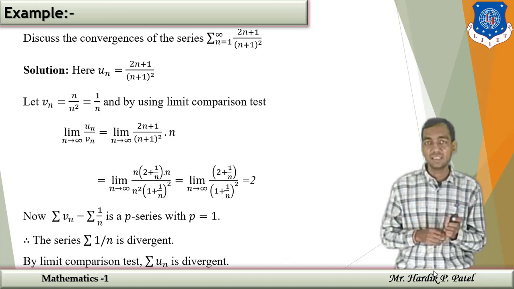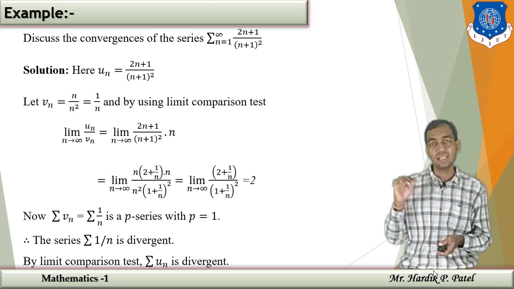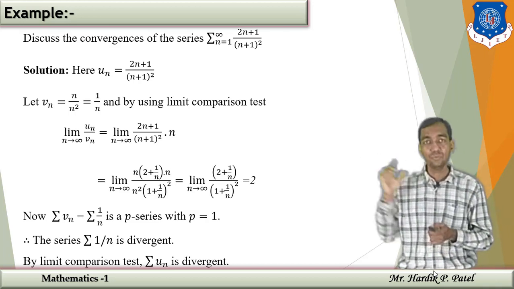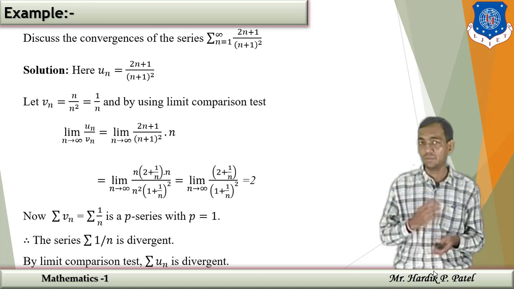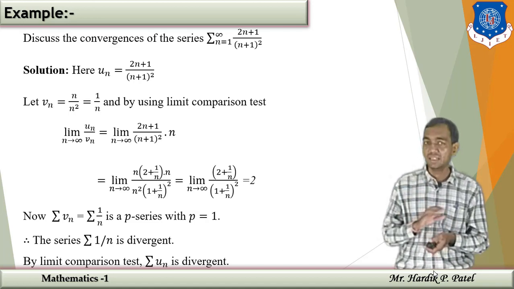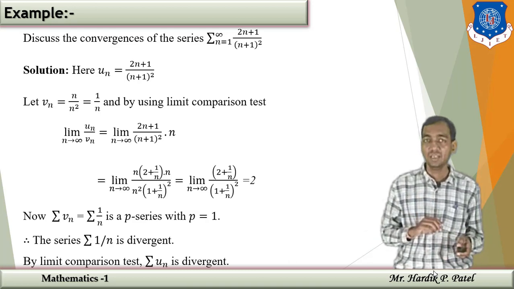And sigma Vn is nothing but sigma 1 upon n, which is a p series with p equal to 1, because n raised to nothing means n raised to 1. So p is equal to 1, and the series is divergent by the p series. So sigma Vn is divergent. So by the comparison test, sigma Un is also going to be divergent.